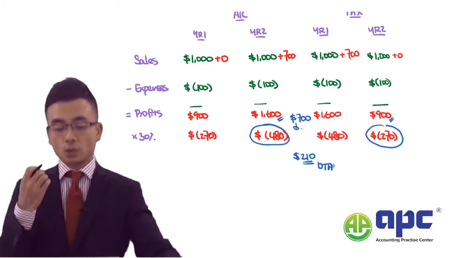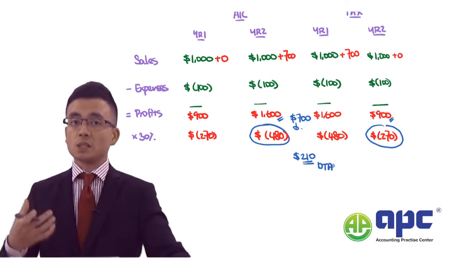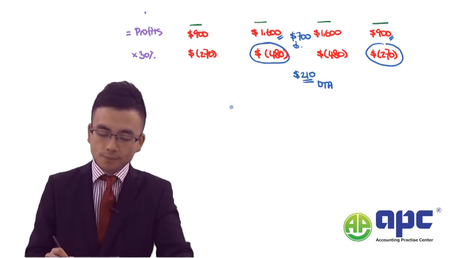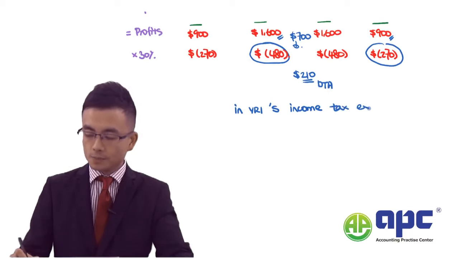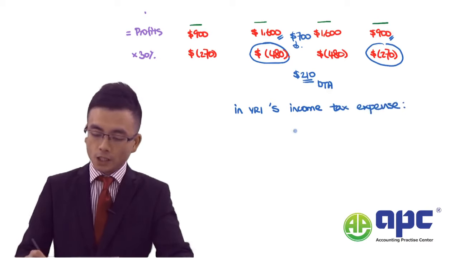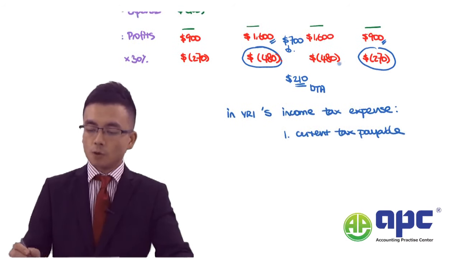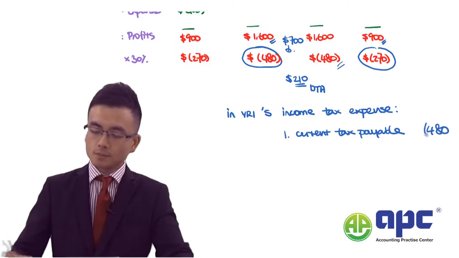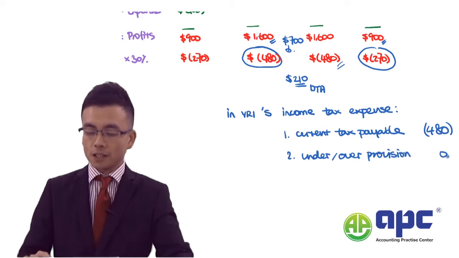And what we need to do is we're going to account for that $210 into year number one, which means in the current year. So this means in the year one's accounting income tax expense, first of all, it includes the current tax payable based in the year one, worth of $480. And then, under over provision of the income taxes related to a last year's account, nothing here.